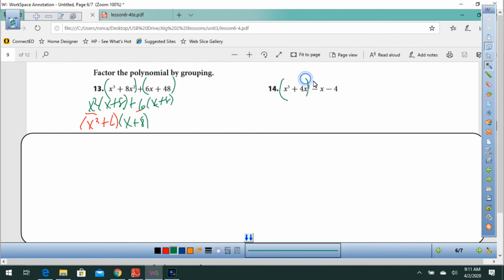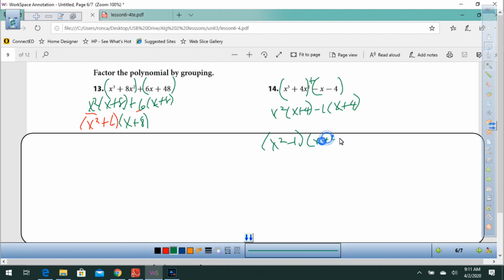Now let's take a look at number 14 here. So we're going to put those two in a group. We'll put plus, and then we'll put those two in a group. We can take an x squared out, and that leaves you with x plus 4. And we can take a -1 out, and that leaves you with x plus 4. So we have x squared minus 1 times x plus 4. Now, the x squared minus 1, that's the difference of perfect squares. Again, it's on page 311.